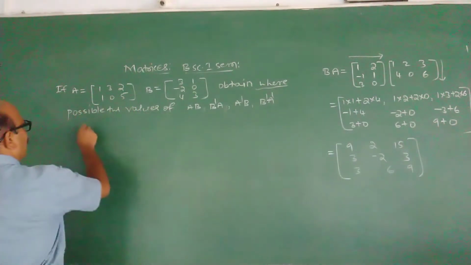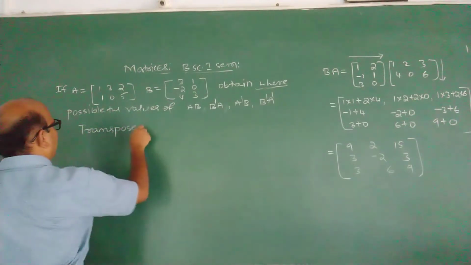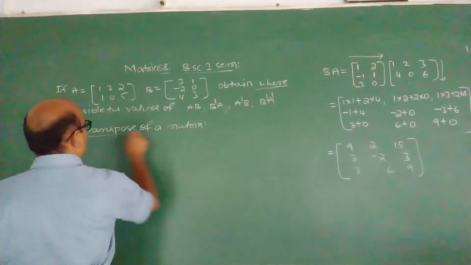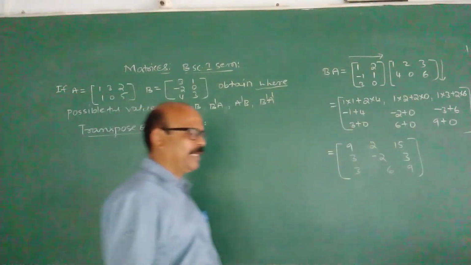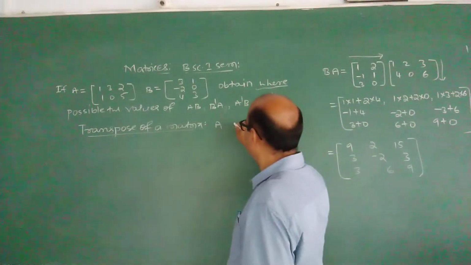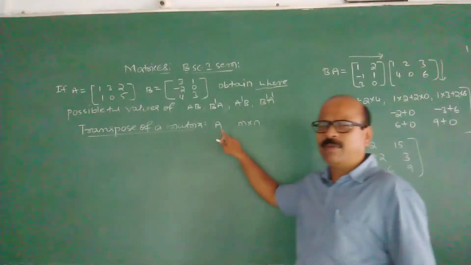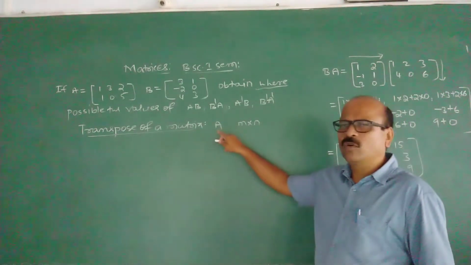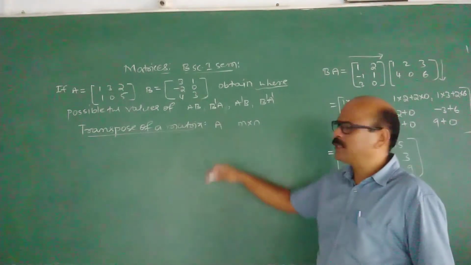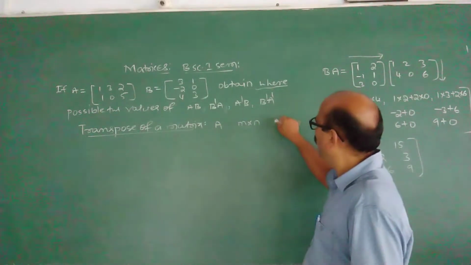First thing is I have used this notation here, that is called transpose. Transpose of a matrix. See the definition. What is the transpose of a matrix? Suppose A is any matrix of order m by n, then the matrix obtained by interchanging rows and columns of A is called transpose of A, and it is denoted by A dash or A T.